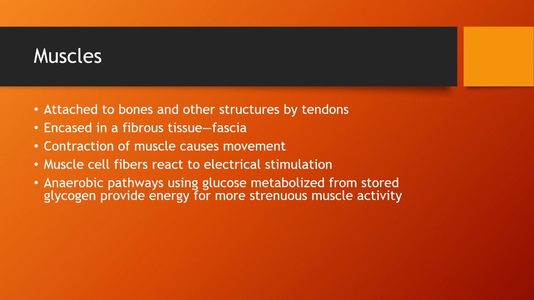So in summary, muscles are attached to bones and other structures by tendons. They're encased by a fibrous tissue sheath called a fascia. Contraction of the muscle is the cause of our movement. Muscle cell fibers react to electrical stimulation, so they need to be stimulated in order to contract and allow movement. With strenuous muscle activity, anaerobic pathways are used, and that frees up glucose that's metabolized from stored glycogen in order to provide the energy needed for sustained muscle activity.